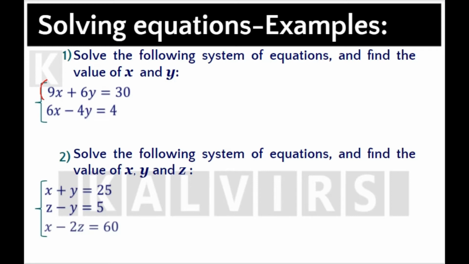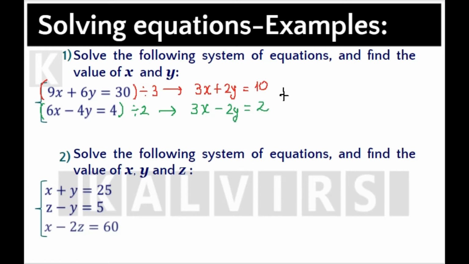Example 1, I can divide equation 1 by 3, so I get 3 times x plus 2 times y equals 10. And equation 2 is going to be divided by 2, so I finally get 3 times x minus 2 times y equals 2. Finally, I can add these two equations, so I eliminate y. 6 times x equals 12, x equals 2.